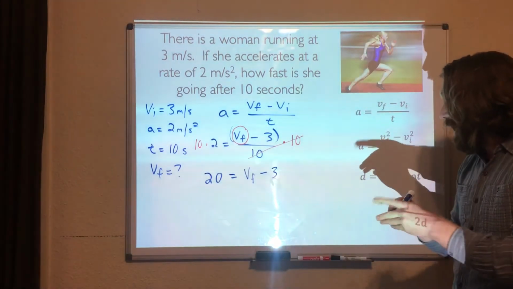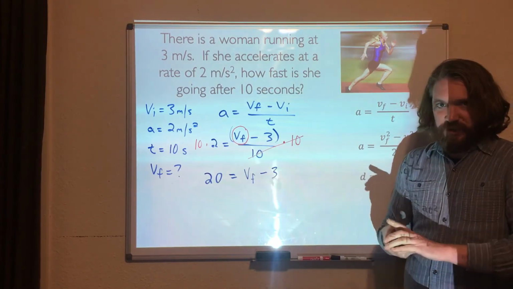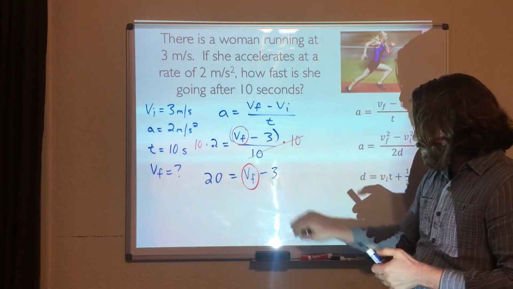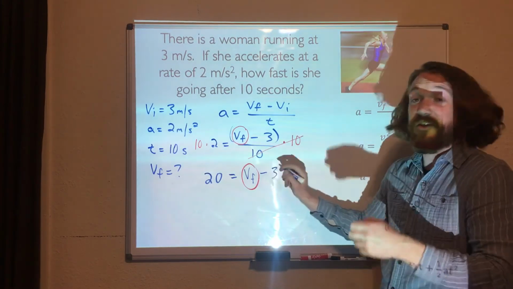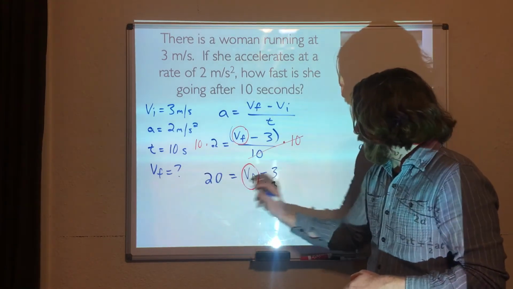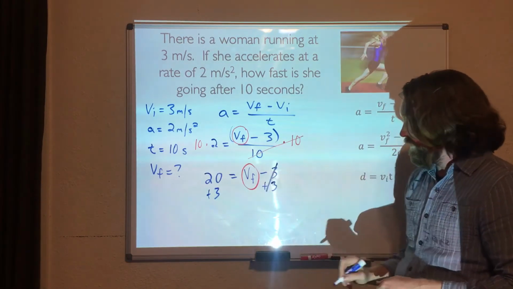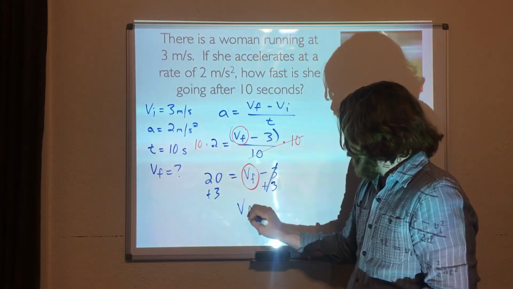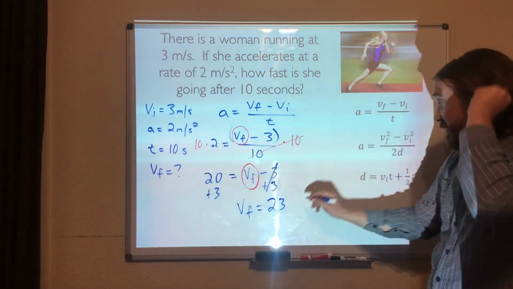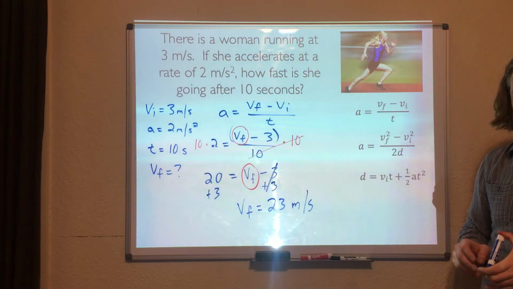Everybody see that? Now this looks really easy, right? Now I have my VF minus 3. Again, I want VF by itself. So I am going to do the opposite of subtraction, which is addition. I'm going to add 3, and whatever I do to this side, just like here, I have to do to this side. Negative 3 plus 3 is 0, and this gives me VF equal to 20 plus 3, 23, and this is a velocity, so it's always in meters per second.